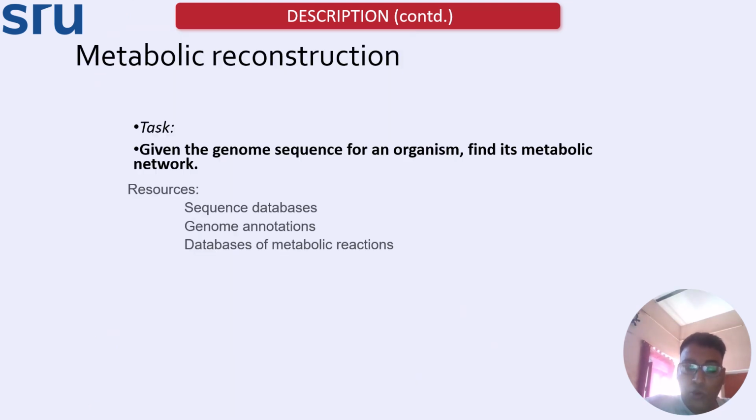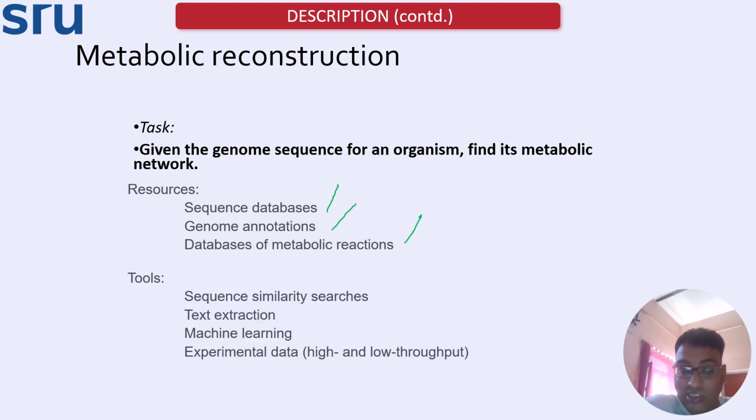My task is: given the genome information for an organism, I need to find the metabolic network. For this, I can use sequence databases, genome annotations, and databases of metabolic reactions. Using all this, I need to apply sequence similarity search, text extraction, machine learning, and experimental data. Through all this, I should be able to build the required network. Okay, that is the only part.